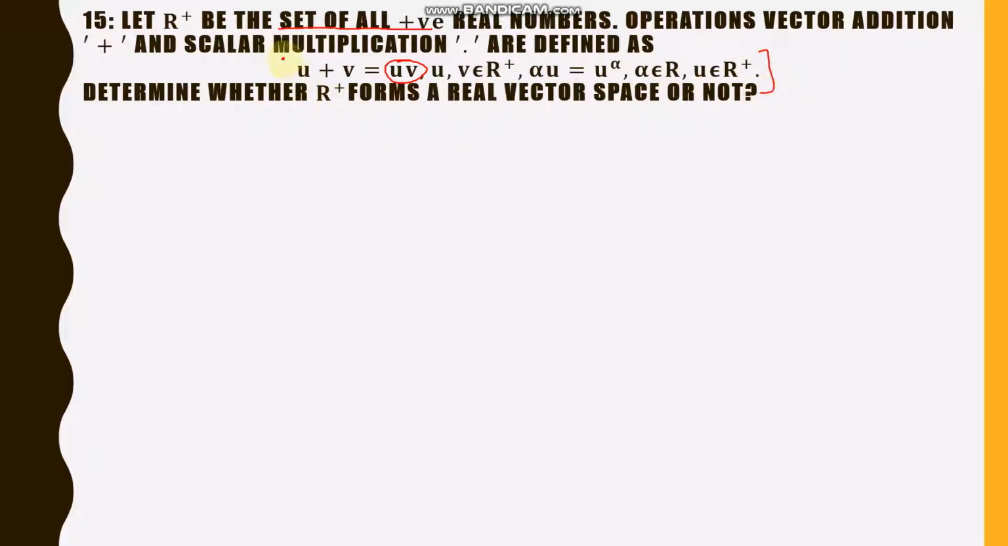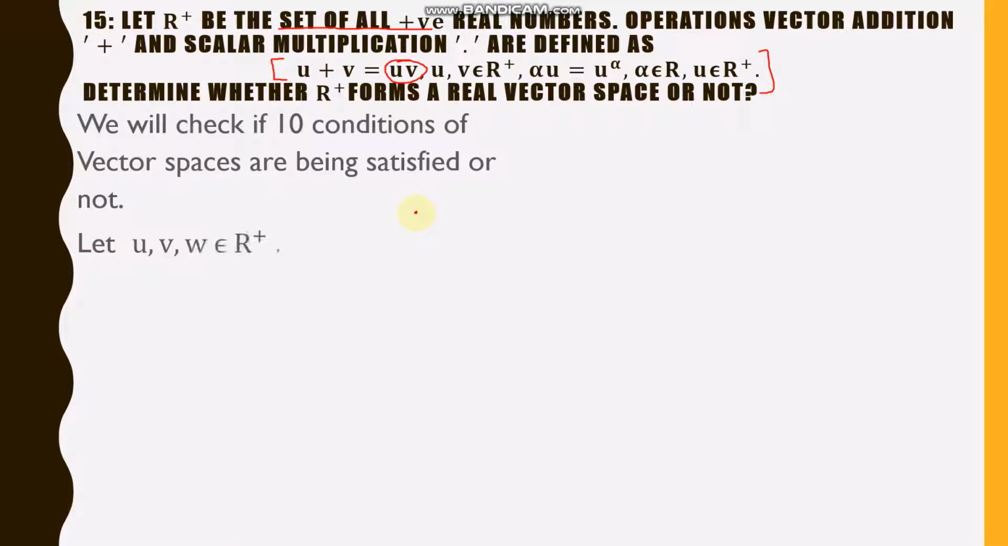So according to these operations, you have to see that R plus is a vector space or not. So we'll see all the 10 conditions of the vector space. We'll check if those 10 conditions of vector space are being satisfied or not. So let's start. So first, let's just take three vectors u, v, w belonging to R plus and take two scalars alpha, beta belonging to R. So first we will check for addition.